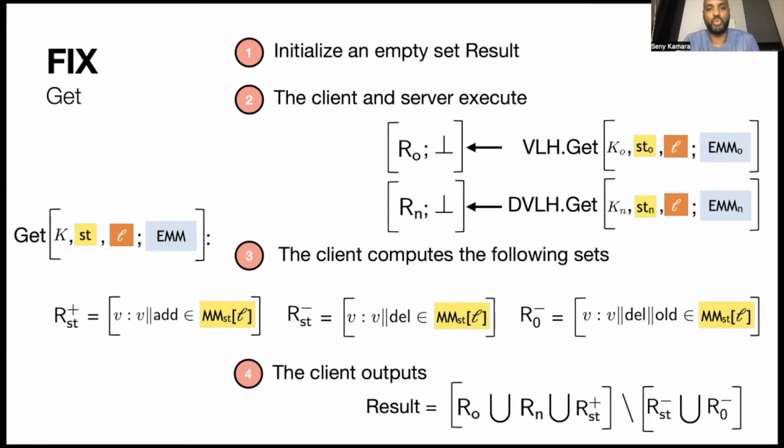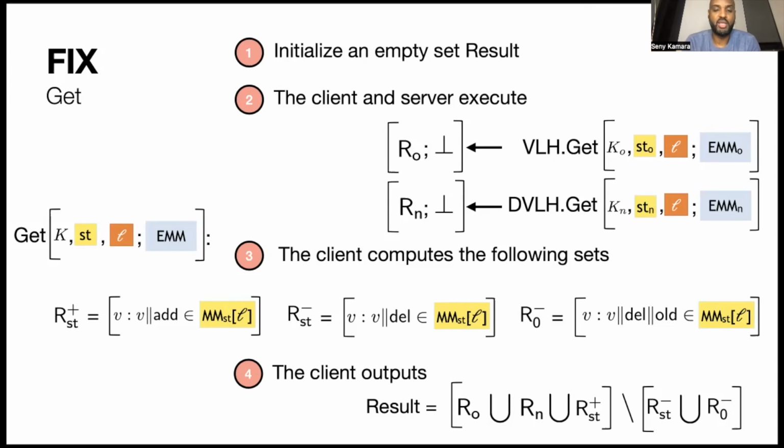Okay. Then we compute the following sets. We generate a set R+, which consists of all of the values for L in the stash that have an add flag. These are values that we've added, but that haven't been pushed yet. Then we do the same thing for the deleted values. We look at all of the values in our stash for L that have a deletion flag. Again, these are values that we wanted to delete, but haven't been pushed yet. And then we look through our stash again and find all of the values associated with L that have a deletion flag, but also an old flag. This will make sense when we get to the next step.